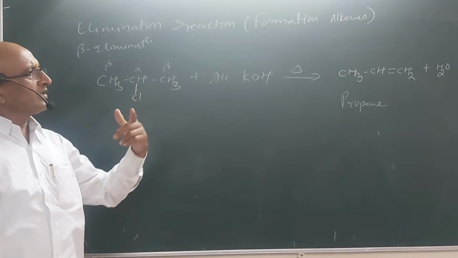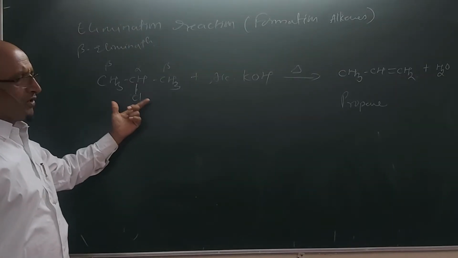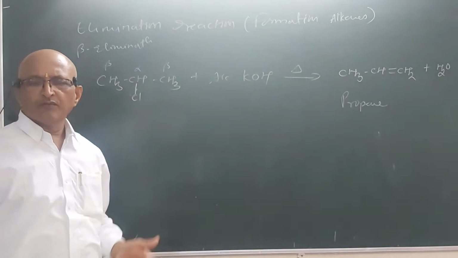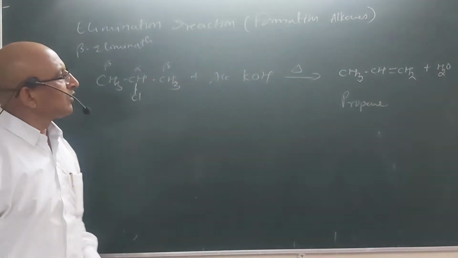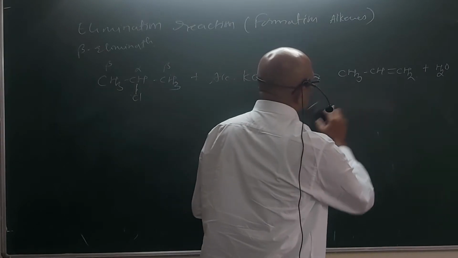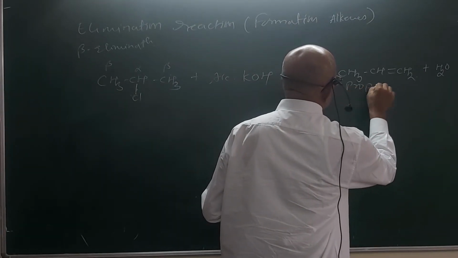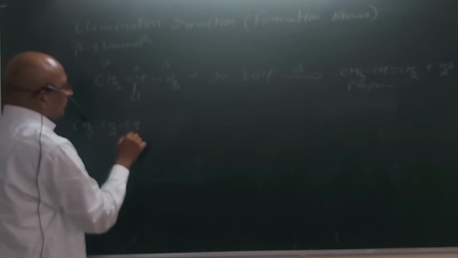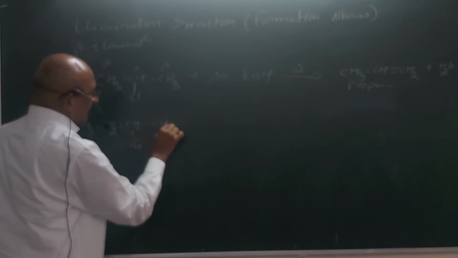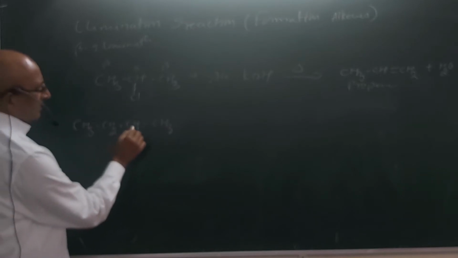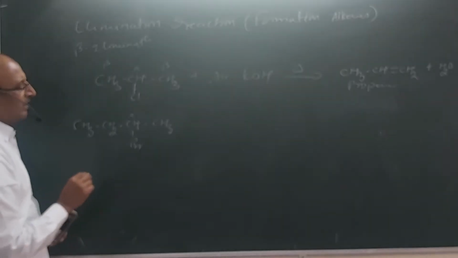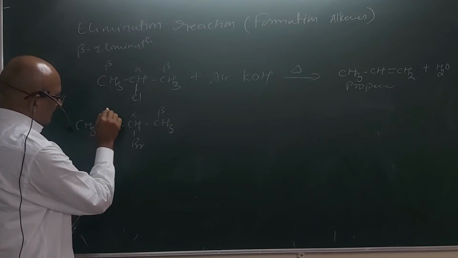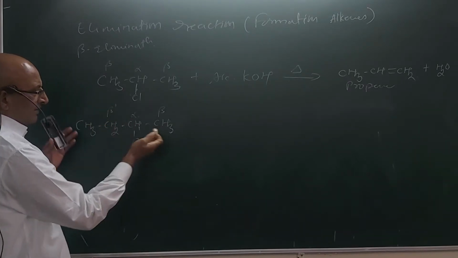and so here you are going to get only one product. But if the same molecule is replaced by another molecule which contains two different types of beta hydrogen atoms, just like here, we will see the example, that is 2-bromobutane. Now see, here this is the alpha carbon which bears a bromine, this is your beta, and this carbon is your beta dash. Both are adjacent to the alpha carbon, so both are beta.